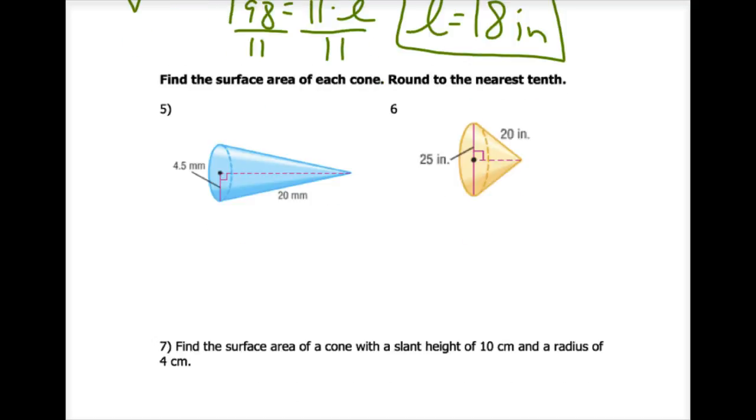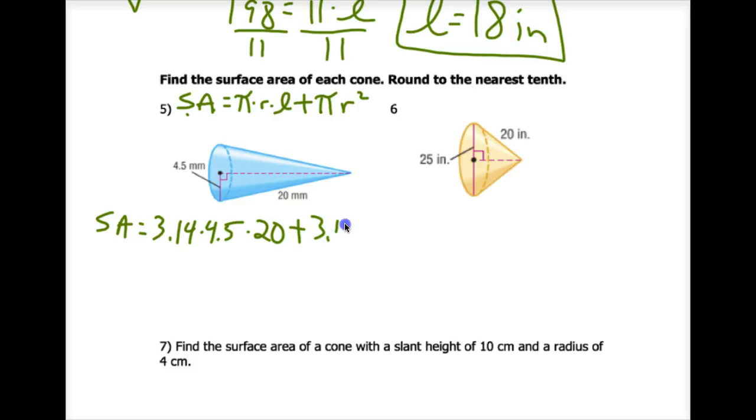All right, let's find the whole surface area now. We've got two cones there. Write the whole formula up at the top maybe. You know that the surface area equals pi times the radius times the slant height. That's the lateral area formula. Plus the area of one circle, because there's one circle, which is pi r squared. Take your numbers and plug them in. Surface area equals 3.14 times 4.5 times 20 plus 3.14 times 4.5 squared.